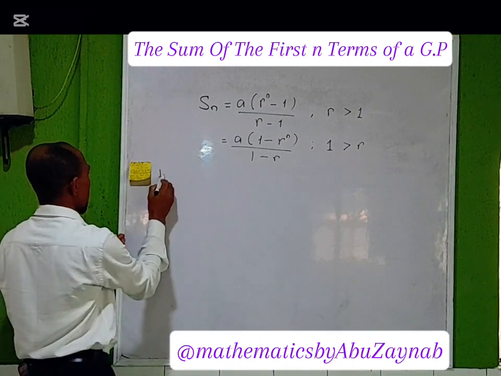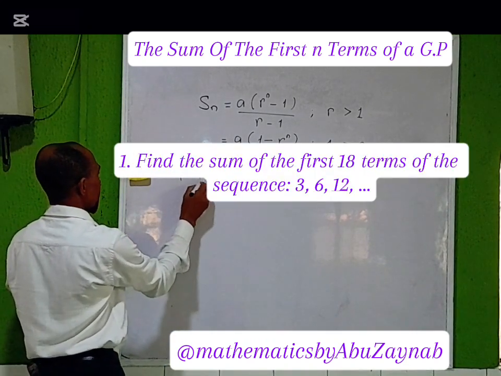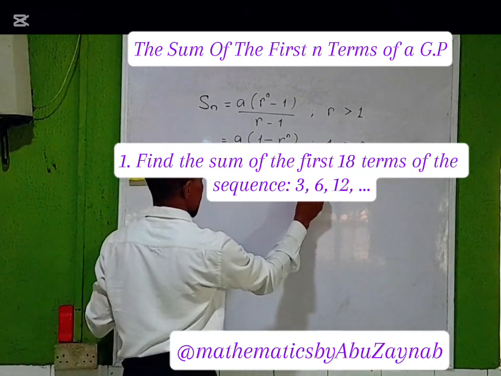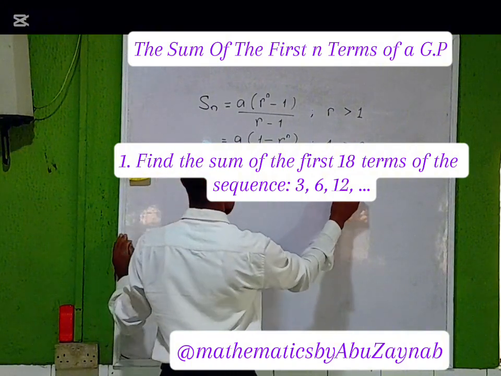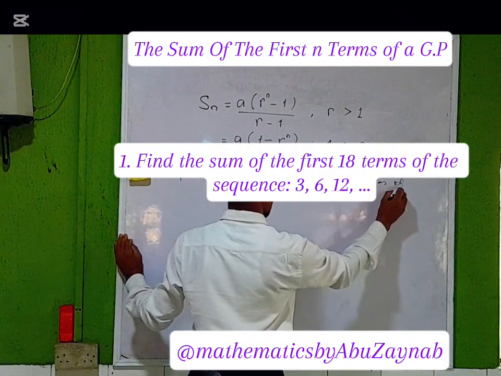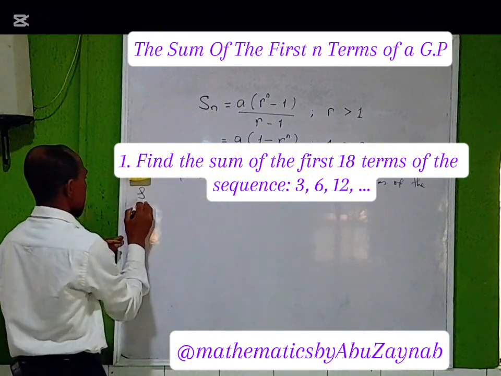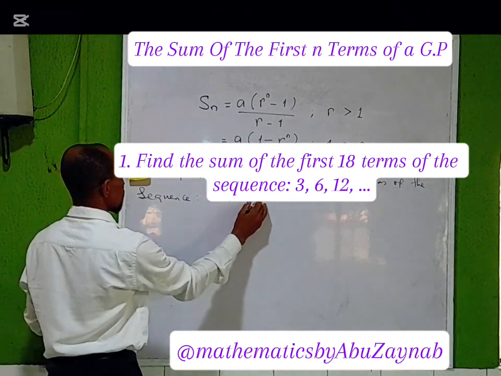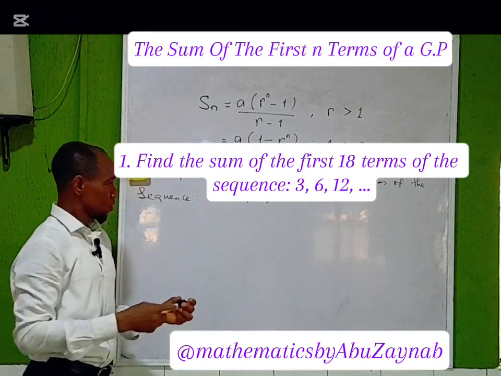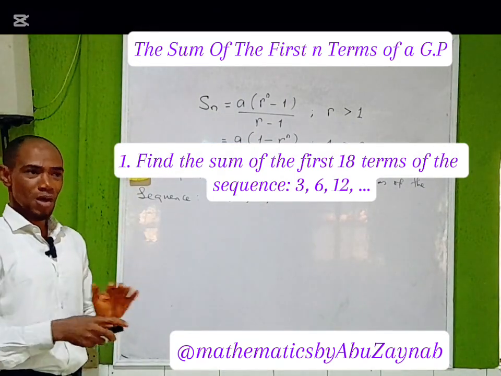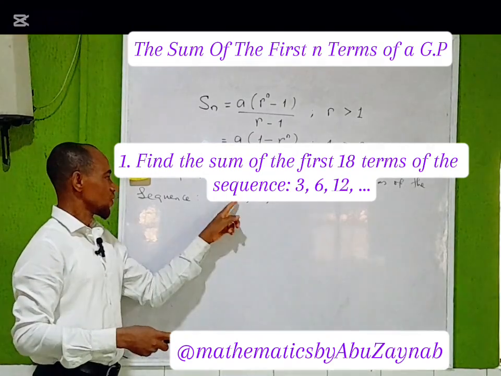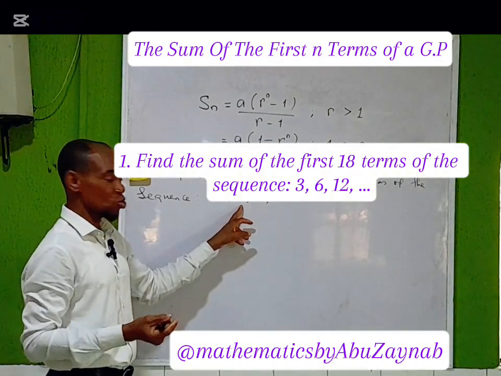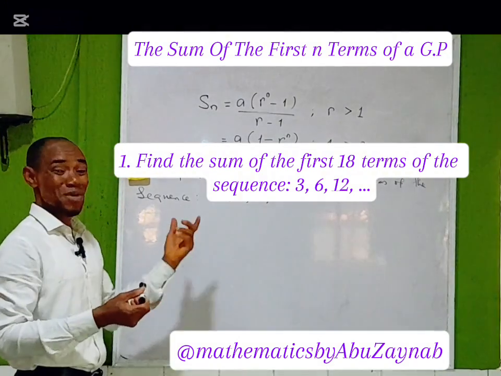Now, question 1. Find the sum of the first 18 terms of the sequence 3, 6, 12, and so on. Without missing words, this sequence is a GP. How do I know? By division, 6 over 3 is 2, 12 over 6 is also 2. That means there's a common ratio, which makes it a GP.